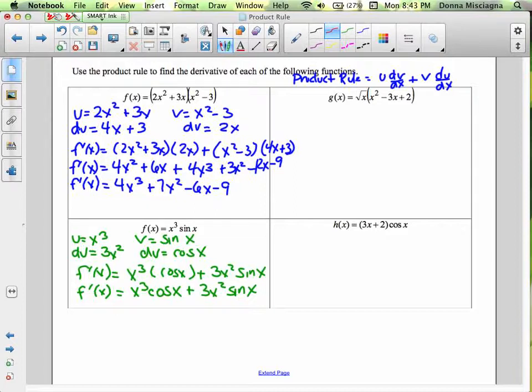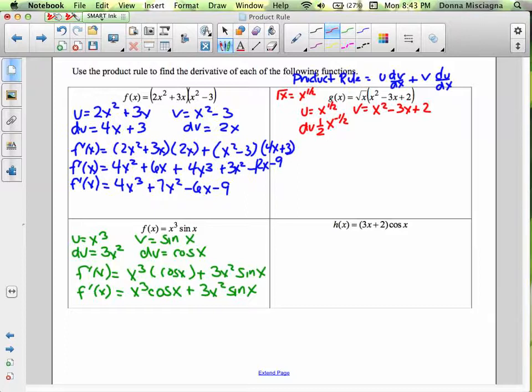All right, so we're on to our next one. Remember that square root of x there is x to the 1/2, because we're going to have to change him. All right, so u is x to the 1/2, and v is x squared minus 3x plus 2, and the derivative of x to the 1/2 is going to be 1/2 x to the negative 1/2. By the way, I would leave it like that until I'm done with the product rule, and then we could simplify that one out.